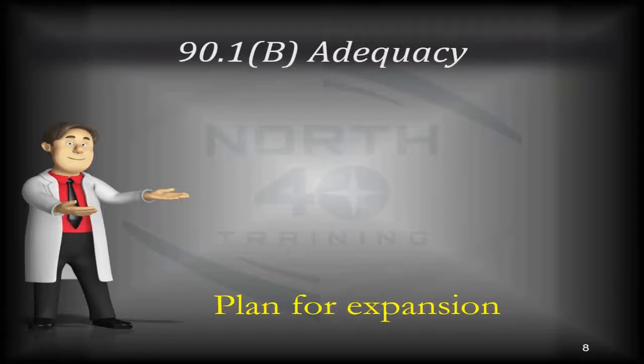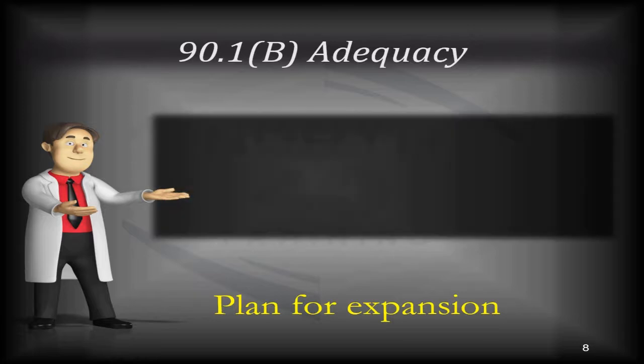So 90.1b, dealing with adequacy. Planning for expansion only comes into play in the code. Now we're talking about what does the code actually say. Plan for expansion only comes from the customer. And the code says that your job is to do what the customer needs and deems necessary today and asks for today. It's not your job to drag out of them what they're going to be doing 2, 3, 4, 5 years from now with that same electrical circuit.